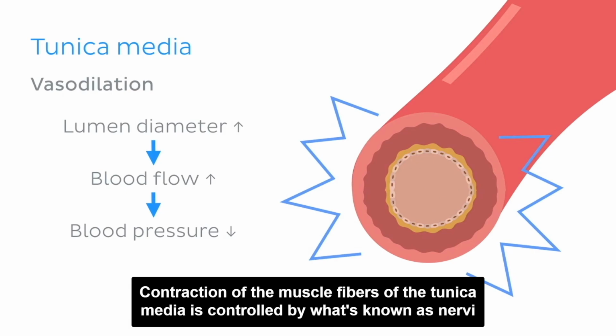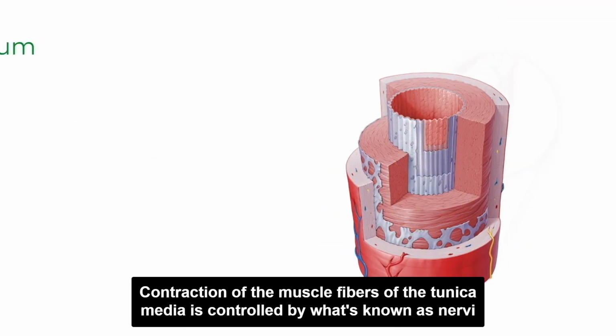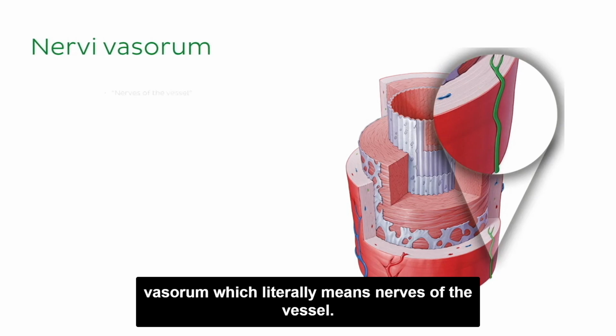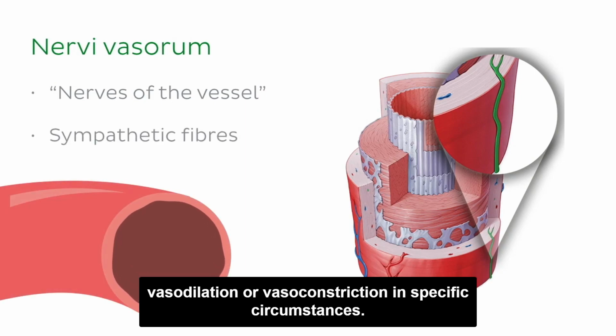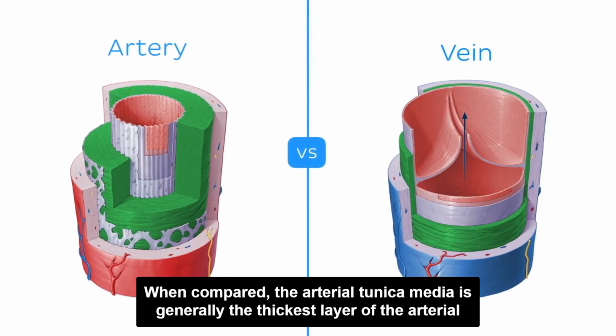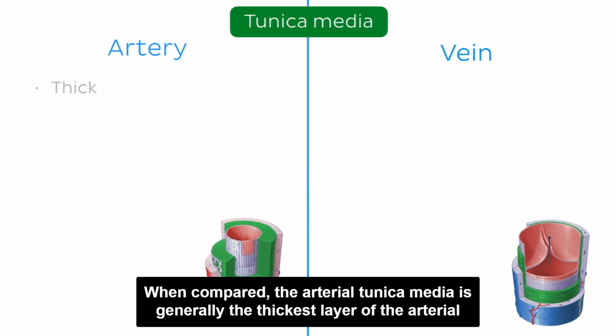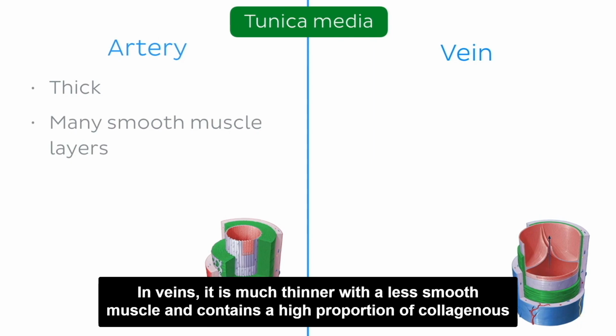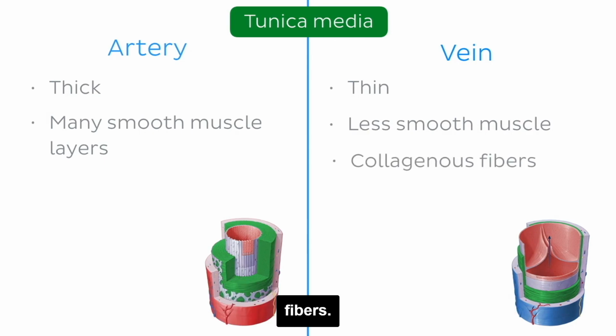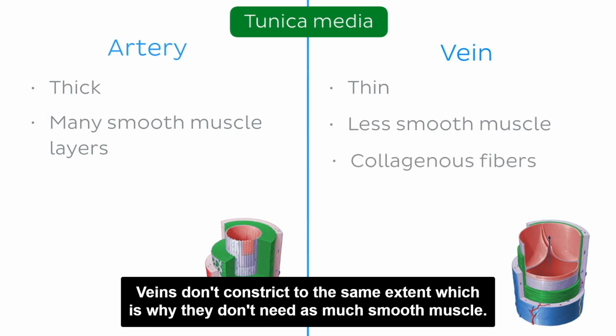Contraction of the muscle fibers of the tunica media is controlled by what's known as nervi vasorum, which literally means nerves of the vessel. These run within the walls of the vessels and are mostly sympathetic fibers, which cause vasodilation or vasoconstriction in specific circumstances. When compared, the arterial tunica media is generally the thickest layer of the arterial wall and consists of many smooth muscle layers. In veins, it is much thinner with less smooth muscle and contains a high proportion of collagenous fibers. Veins don't constrict to the same extent, which is why they don't need as much smooth muscle.